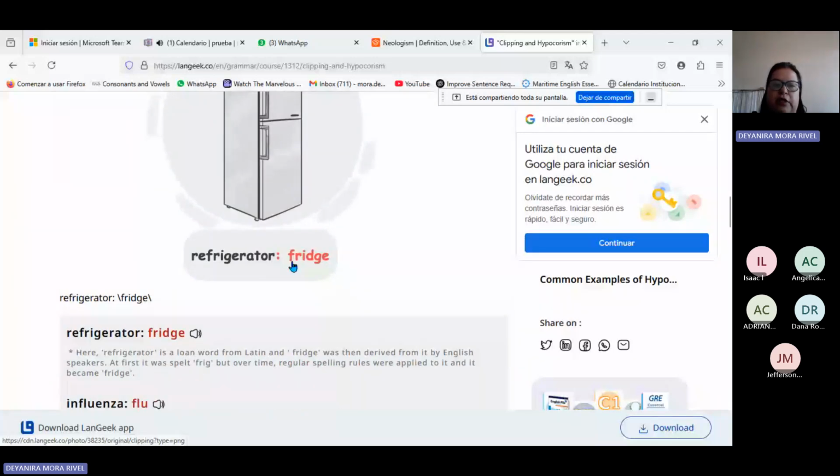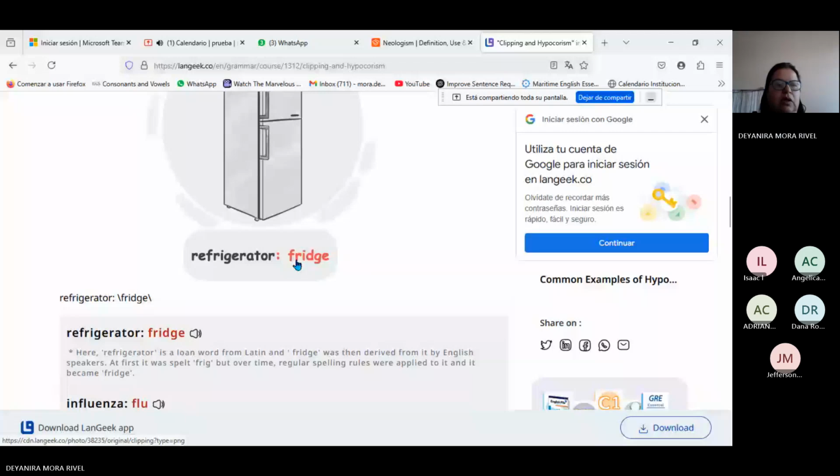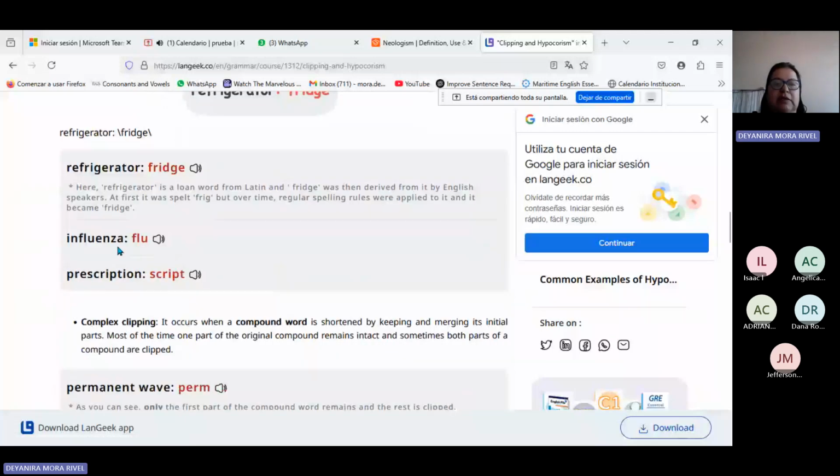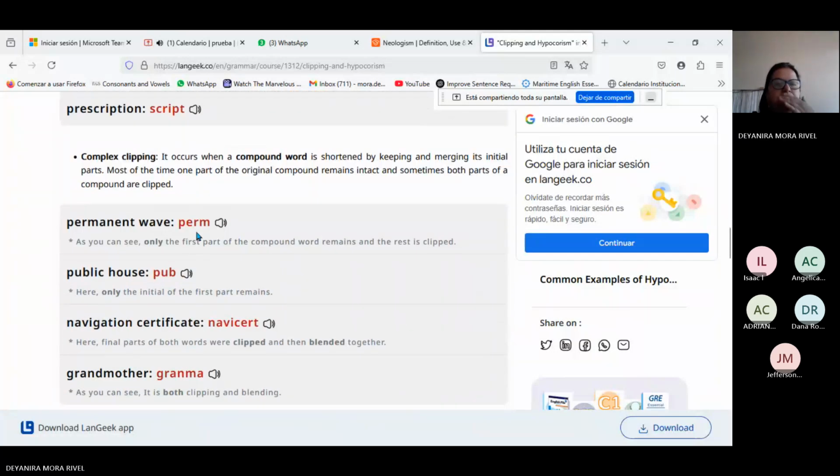Refrigerator, we call it fridge or refri en lugar de refrigerador. Influenza, we call it flu. Now that we have so many types of flu and term. Un permanente en el pelo que era hacerlo rizado. En inglés se dice perm.